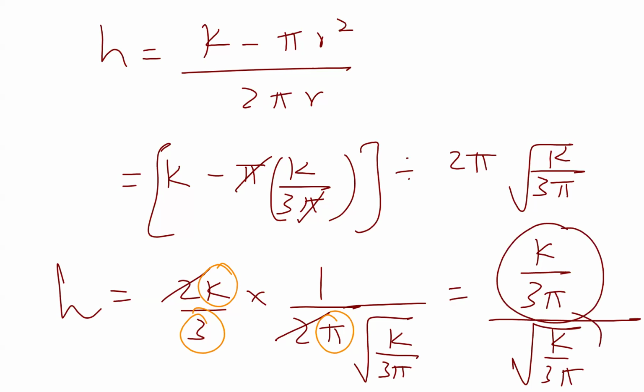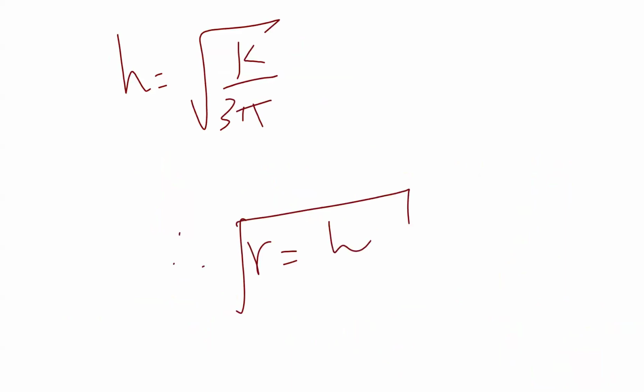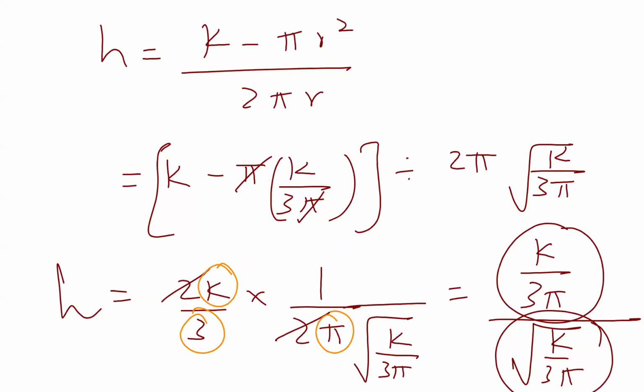So what is x upon root x in mathematics? Can you tell me what is x upon root x? X upon root x is root x. So h is equal to root of k by 3 pi. Did you understand? Yes, sir. h is equal to root of k by 3 pi. Therefore r equals h. Hence proved. r is also root of k by 3 pi, h is also root of k by 3 pi. Correct?